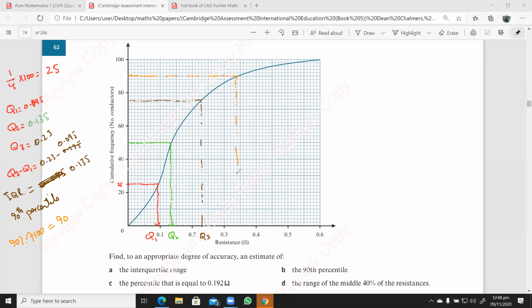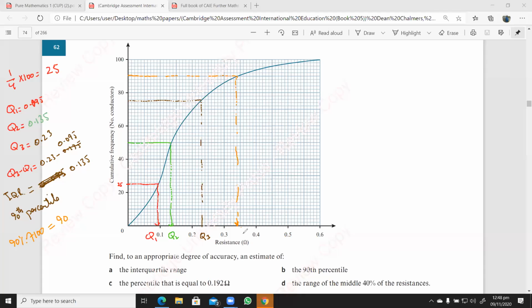So we go down here, we go down here. So this is your 90% here, okay? The 90th percentile, I think that is 0.34. That is 0.34. Okay, you can try the other parts as well.